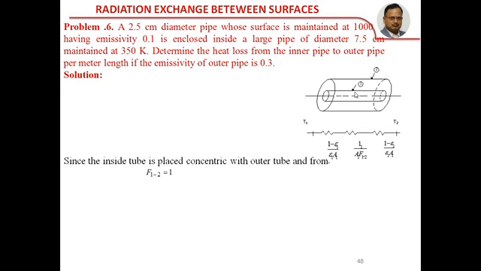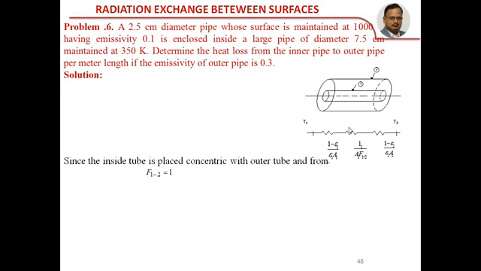A 2.5 centimeter diameter small pipe whose surface is maintained at 1000 Kelvin having emissivity 0.1 is enclosed inside a large pipe of diameter 7.5 centimeter maintained at 350 Kelvin. Determine the heat loss from inner pipe to outer pipe per meter length if the emissivity of outer pipe is 0.3. Let us assume the outer surface is insulated.